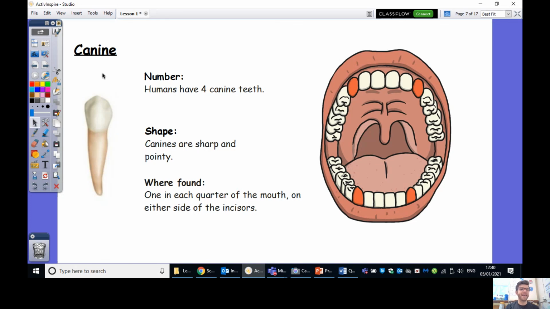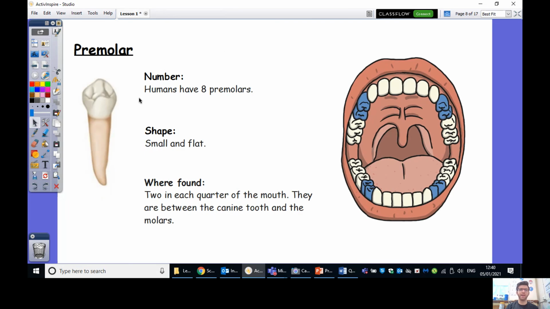Now we're going to have a look at the next type of tooth. So we've started right at the front with the incisors, going slightly back to the canines. Now we're going slightly further back from that to the premolars over here. So they're these ones over there. So repeat after me. Premolar, premolar. Excellent stuff. So humans have 8 premolars. So just like incisors, we've got 8 premolars, and they are these very small and flat ones over here.